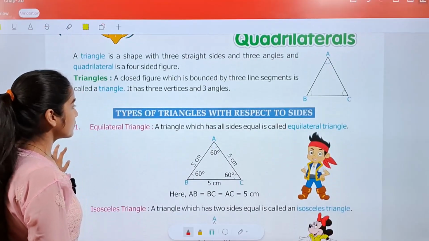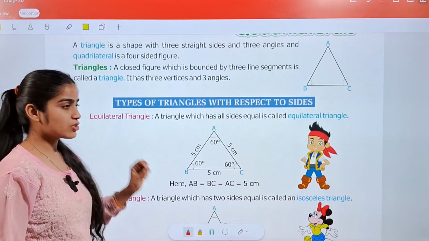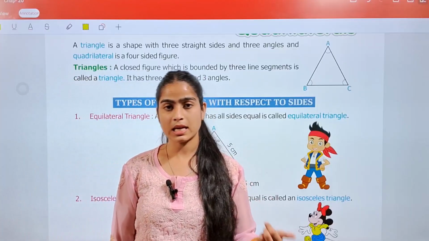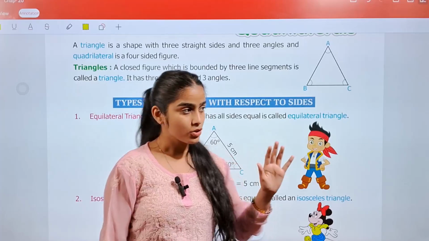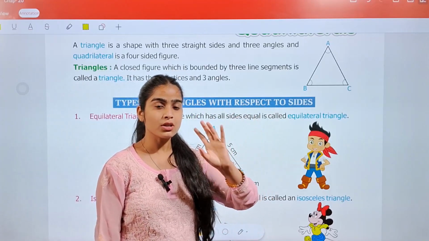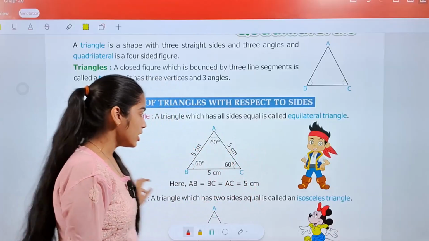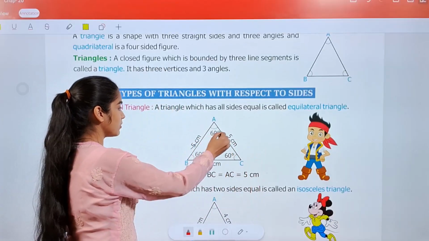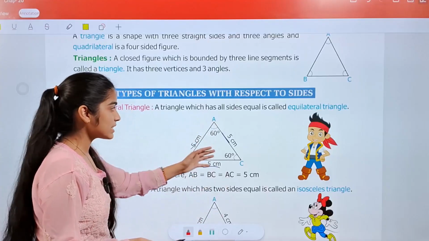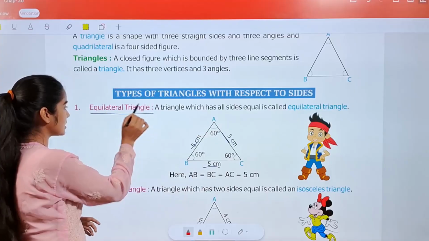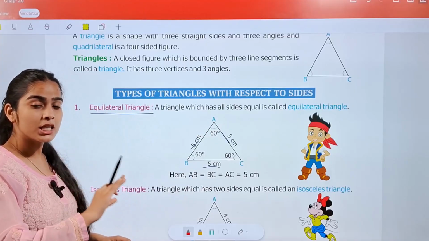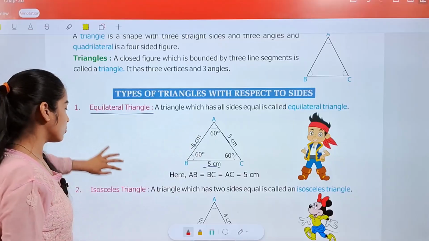So, types of triangles with respect to sides. We generally classify triangles on the basis of two things: the first one is their sides and the second one is their angles. While we talk about the sides, we focus only on the differences in the sides. The first one has 5 centimeters, 5 centimeters, 5 centimeters. I hope it is self-understood that all three sides are equal to each other. That's why it is an equilateral triangle. As the name suggests, equi means equal, so all three sides are equal to each other.